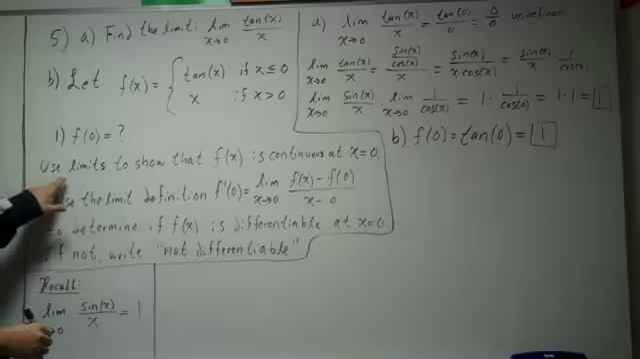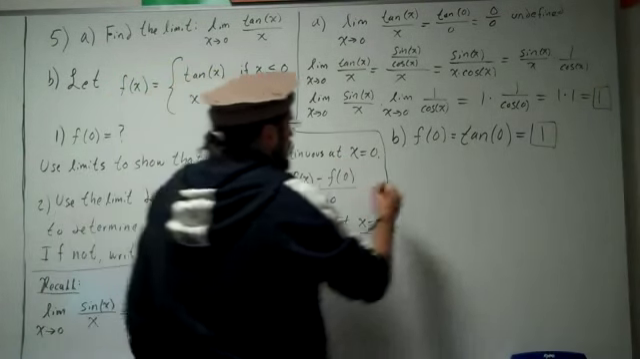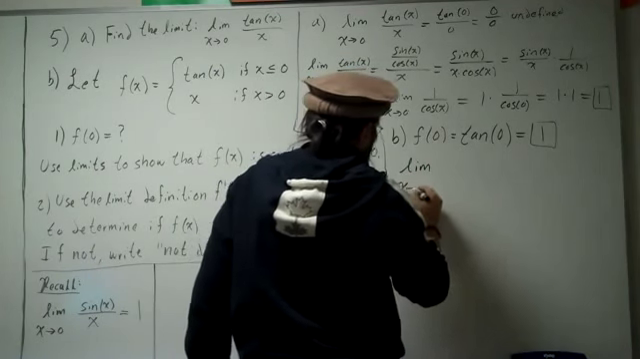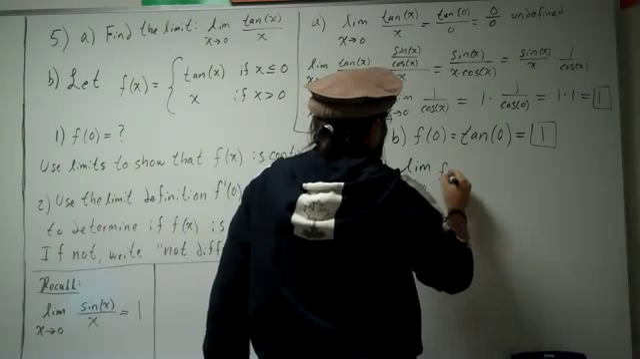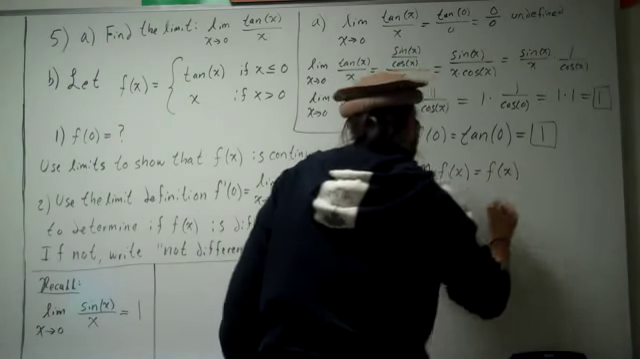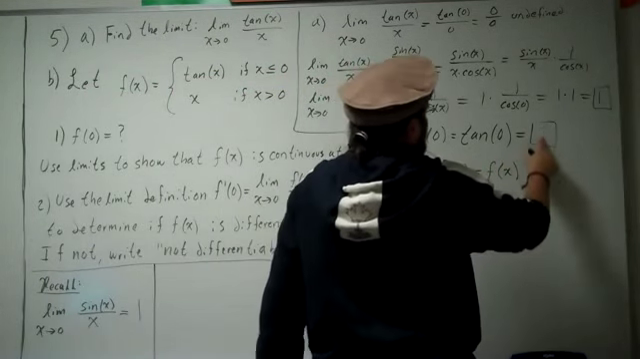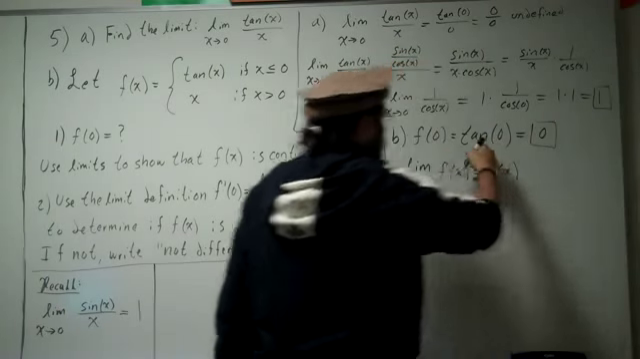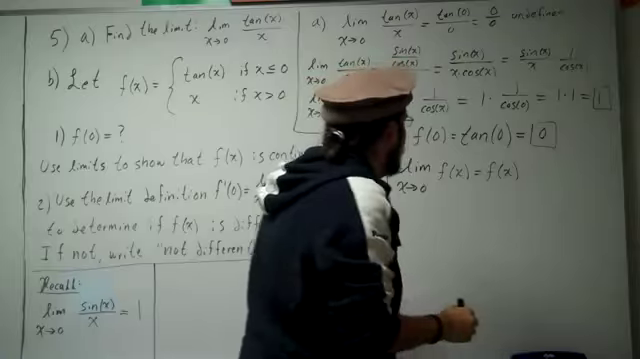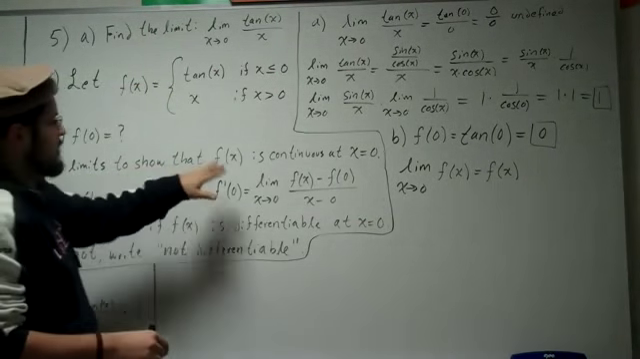Okay, so now let's see what else. Use limits to show that f of x is continuous at x equals 0. In order to show this, we need to show that the limit as x approaches 0 of f of x is equal to f of 0. Sorry, tangent of 0 is 0. That's sine over cosine, and sine of 0 is 0. Yeah, sorry, so that's 0. Alright, so where was I? We need to use limits to show that f of x is continuous.